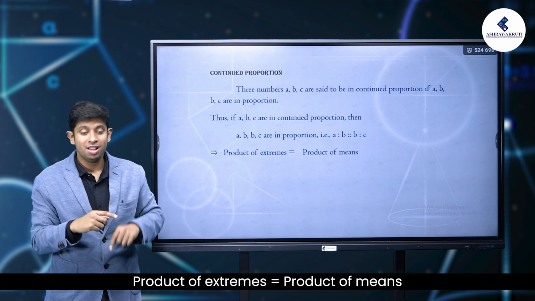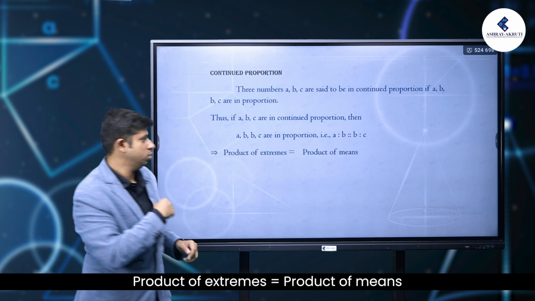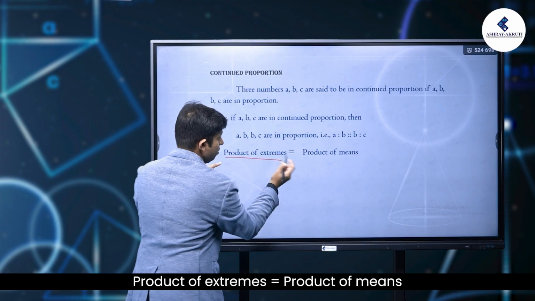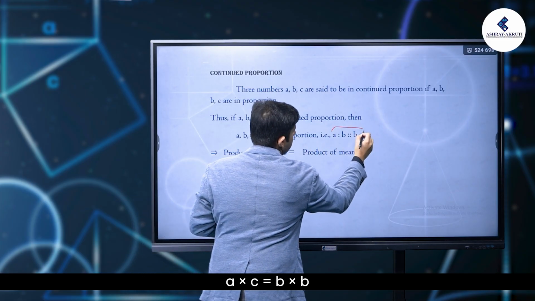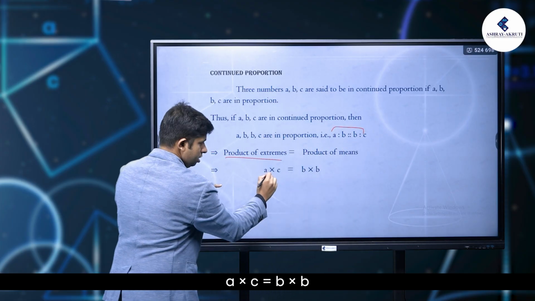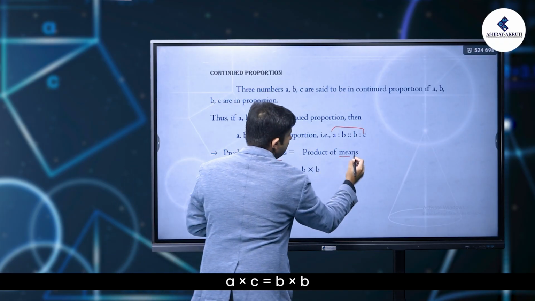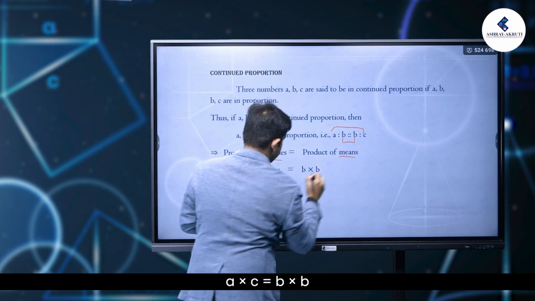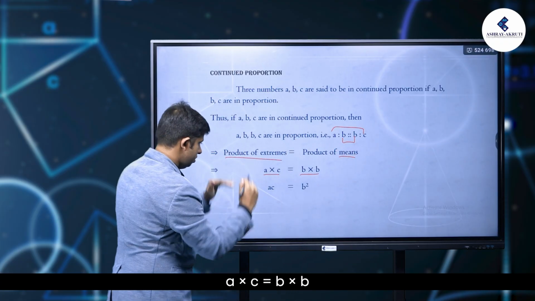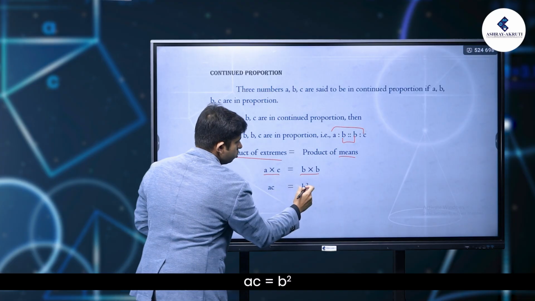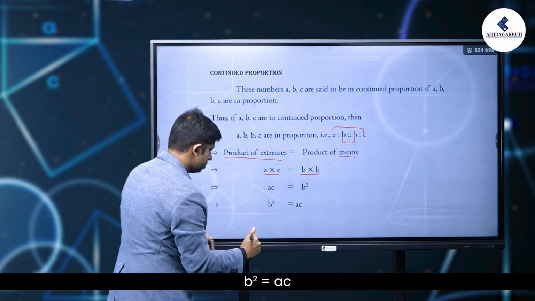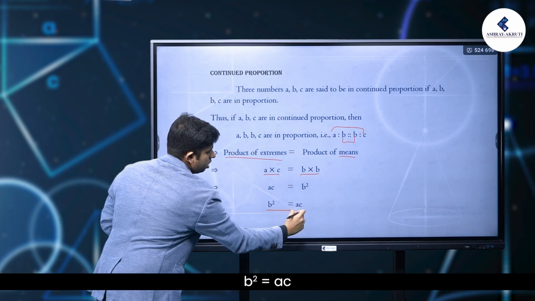Product of extremes equals product of means. A into C equals B into B. AC equals B square. B square equals AC.